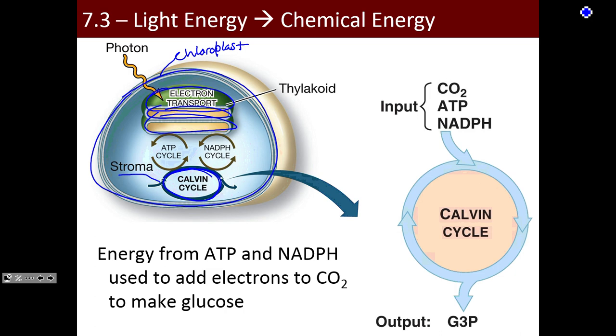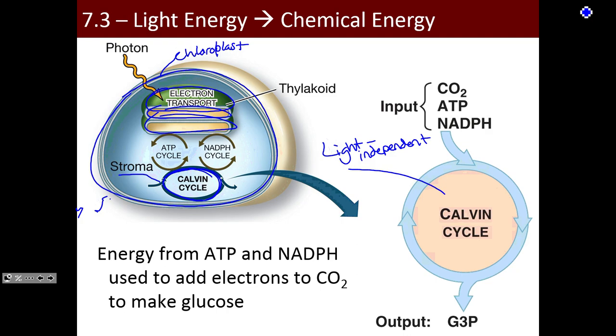So the ATP and the NADPH from the light reactions are going to go out to the stroma where they're going to carry out the next step. And we call this next step the Calvin cycle. We also talk about it as the light independent reactions. They used to be called the dark reactions, but that's not really true. So light independent or Calvin cycle, either one is where we're going to make the sugar.